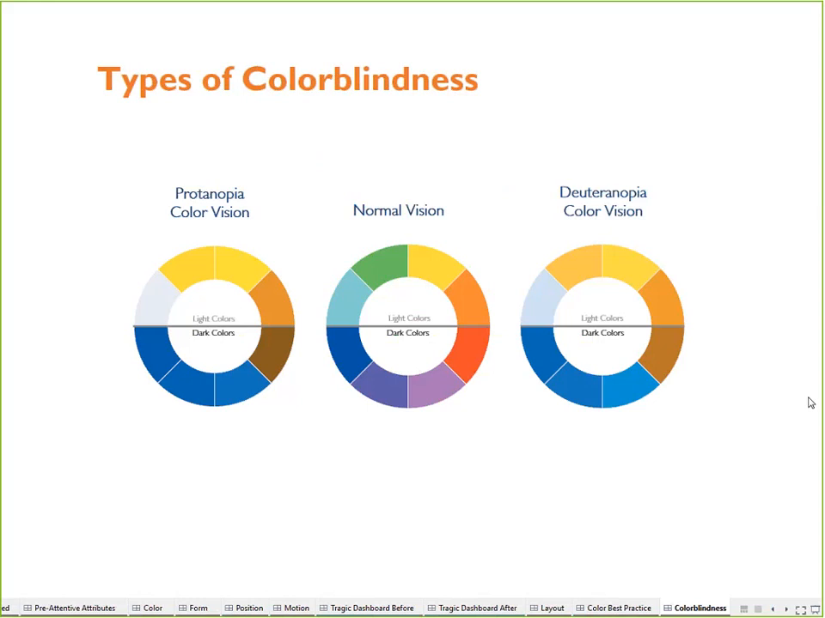So this is an example of 2 forms of red-green color blindness: protanopia and deuteranopia. If you're looking at the chart in the middle, this is what somebody with normal color vision would see. So here's the green, here's the red, and then protanopia and deuteranopia are 2 forms of red-green color blindness, and this is potentially what they would see.